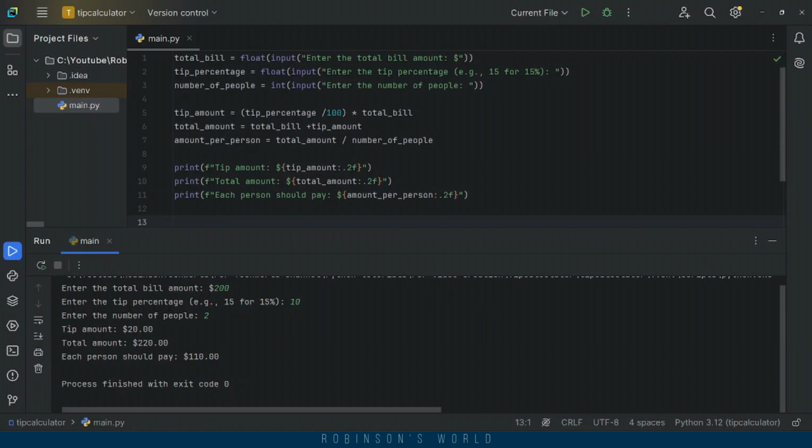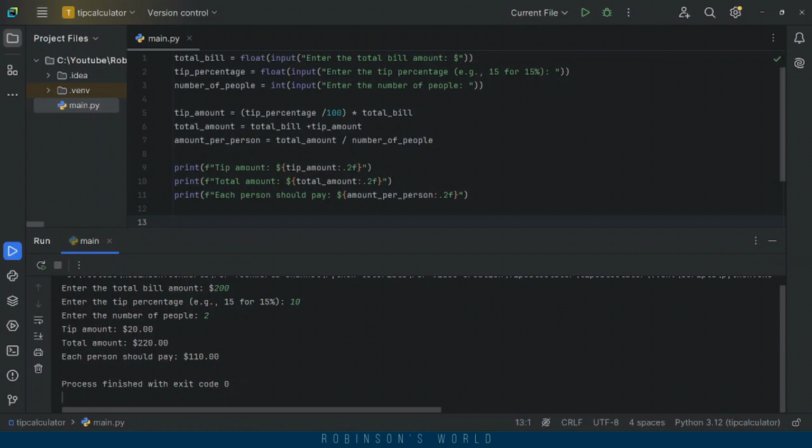It's a simple yet practical tool that you can use in real life scenarios, like when you are out dining with friends. Before we wrap up, here are a few ideas on how you can customize and expand this program further. You could add error handling to make sure users enter valid numbers.